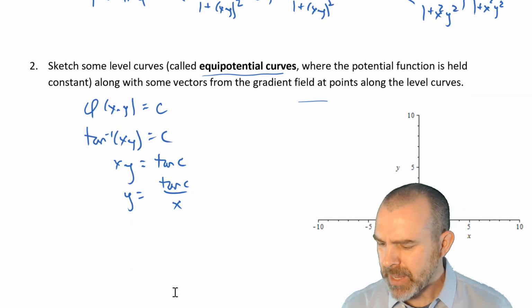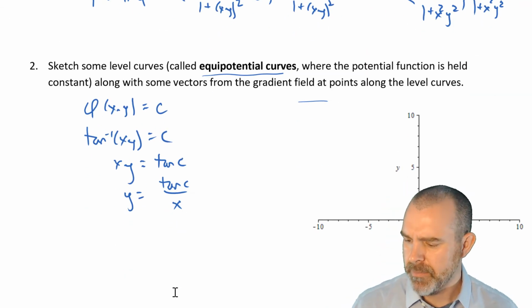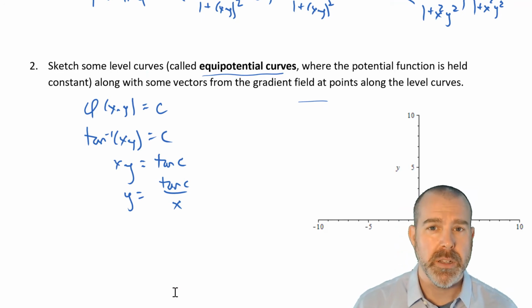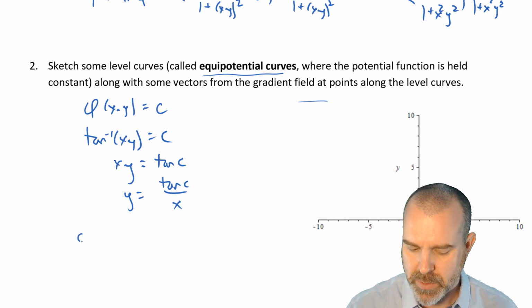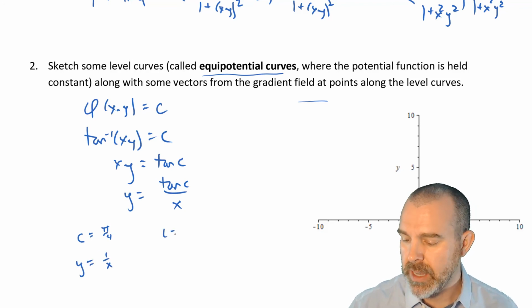So that's a hyperbola, and what the hyperbola looks like depends on c. Let's pick an easy one here. Let's pick c equals pi over 4. Then y would be 1 over x. Or if c equals negative pi over 4, y would be negative 1 over x.